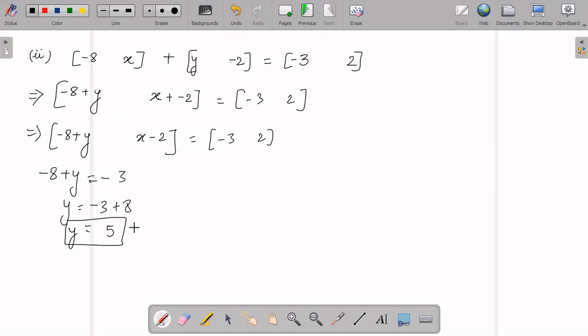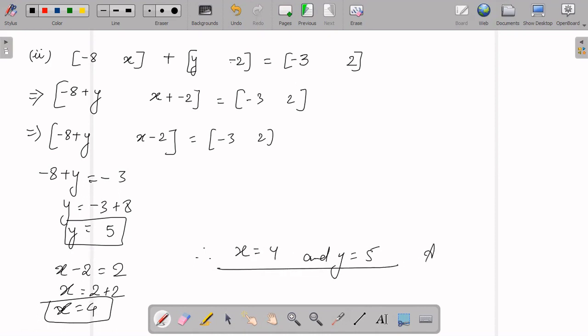We have got the value of y. Now x का निकालते हैं. So x minus 2 is equal to 2. And x is equal to 2 plus 2, which is 4. So we have got the values of x, which is 4, and y, which is 5. इस पार्ट का भी बन गया. बहुत सिंपल है, कुछ है इसमें, वेरी इजी क्वेश्चन.